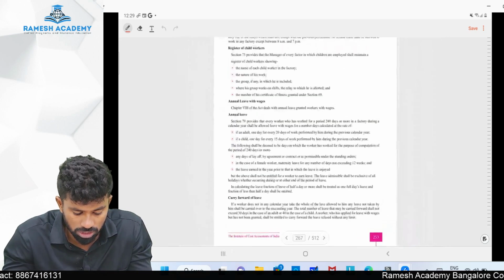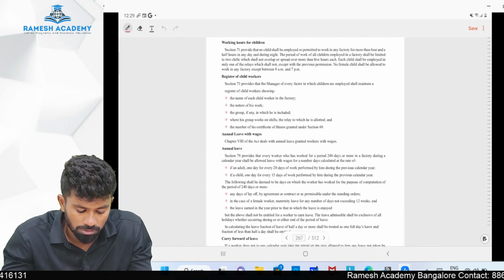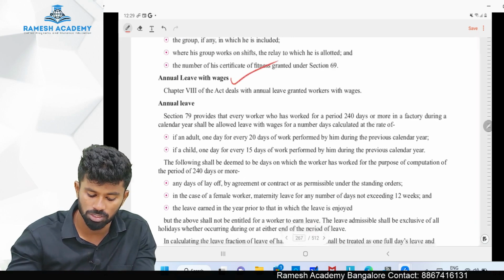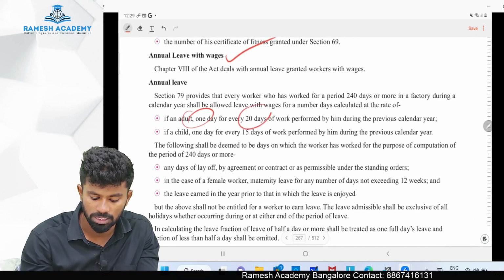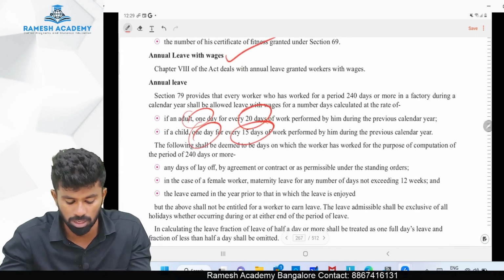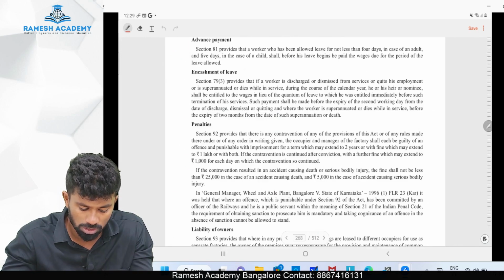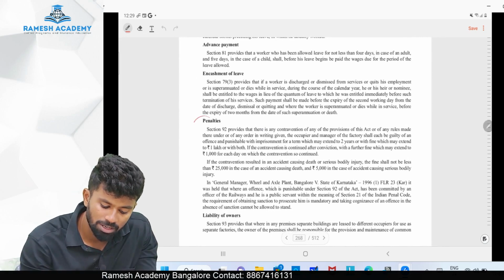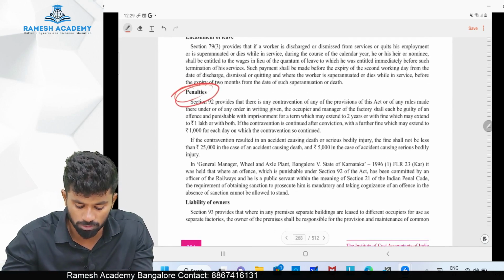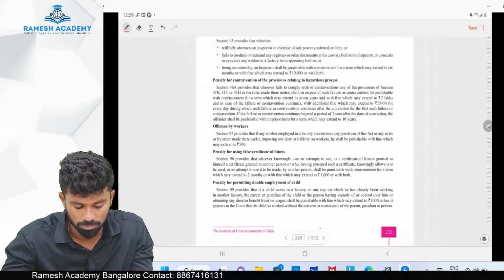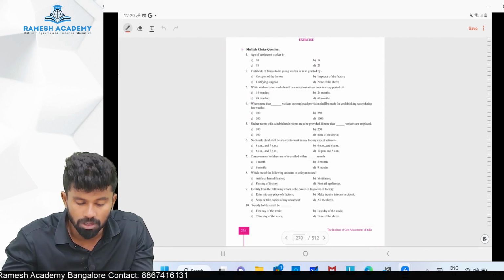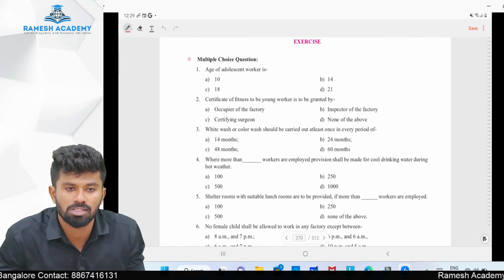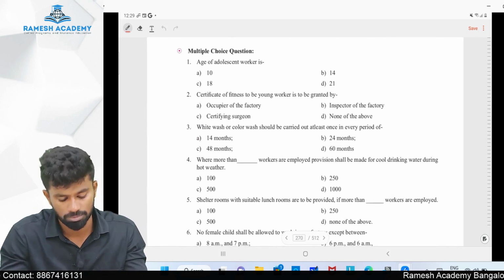Then we also discussed working hours of children. Annual leave with wages. Have I discussed annual leave with wages? 1 day for every 20 days, 1 day for every 15 days in case he is a minor. We discussed this. Carry forward, advance payment, penalties. Have I discussed penalties for contravention of the provisions? Yes, we have covered everything out of the material. Are we clear with this chapter? Everyone, I'll share the notes with you today.